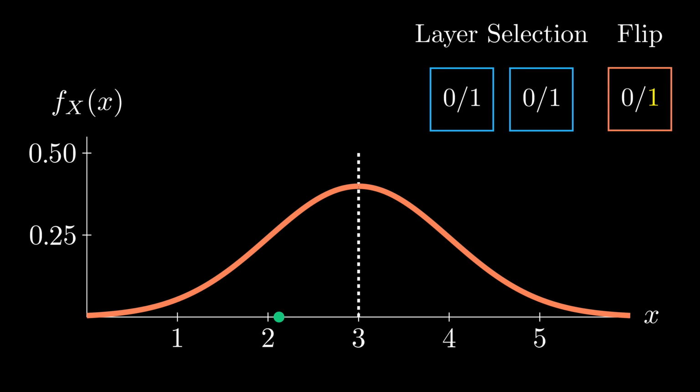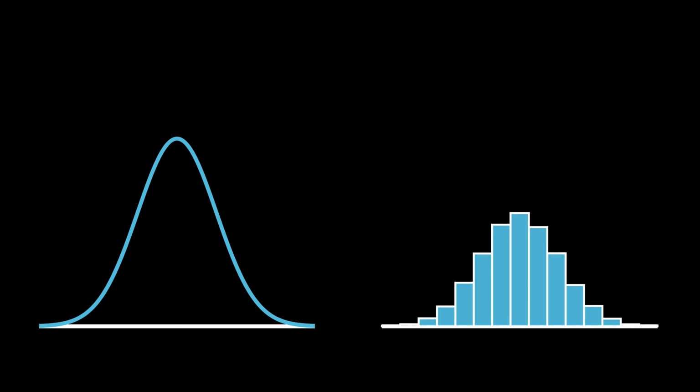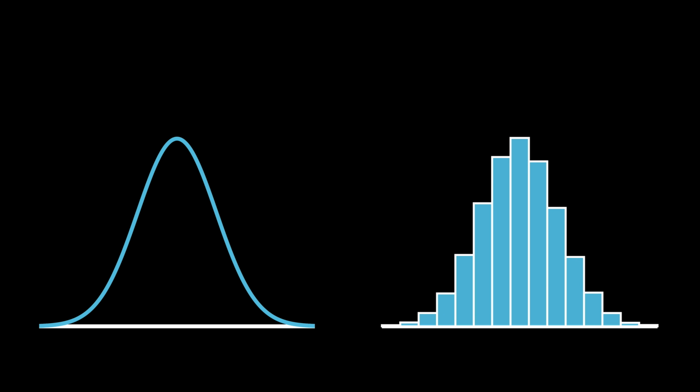Hopefully you've been able to learn through this video some ways that you can shape raw randomness into a bell-shaped curve.